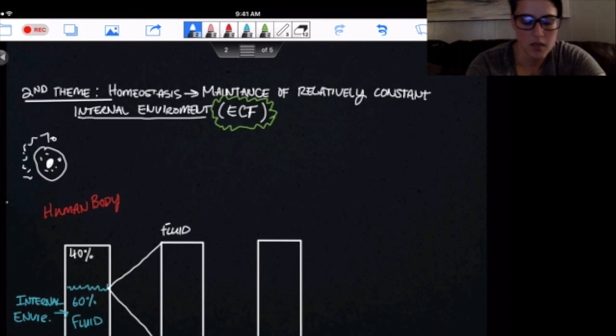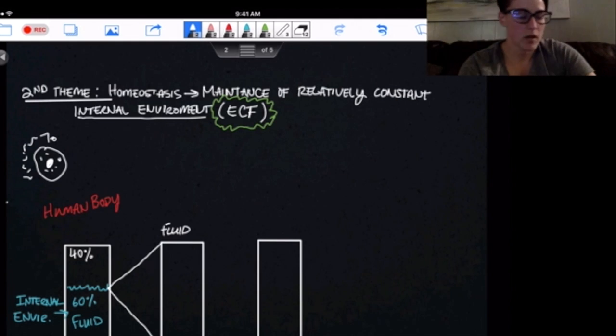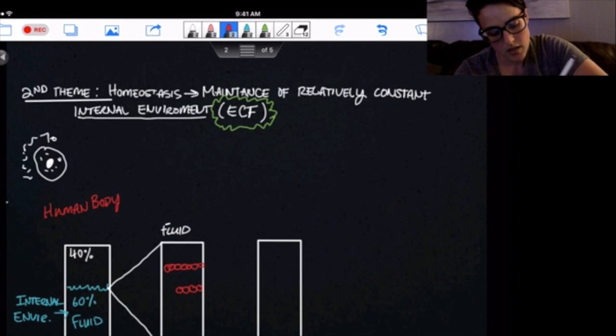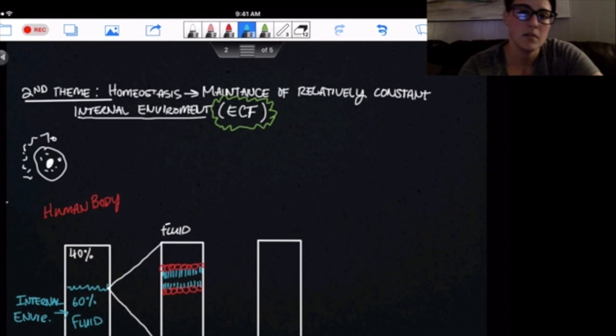Let's draw a plasma membrane. If you've taken intro, you already know what a plasma membrane is. I'm going to draw some hydrophobic heads. If something is hydrophobic, it means it hates water. And then I'll draw some hydrophilic tails. If it's hydrophilic, that means it loves water.